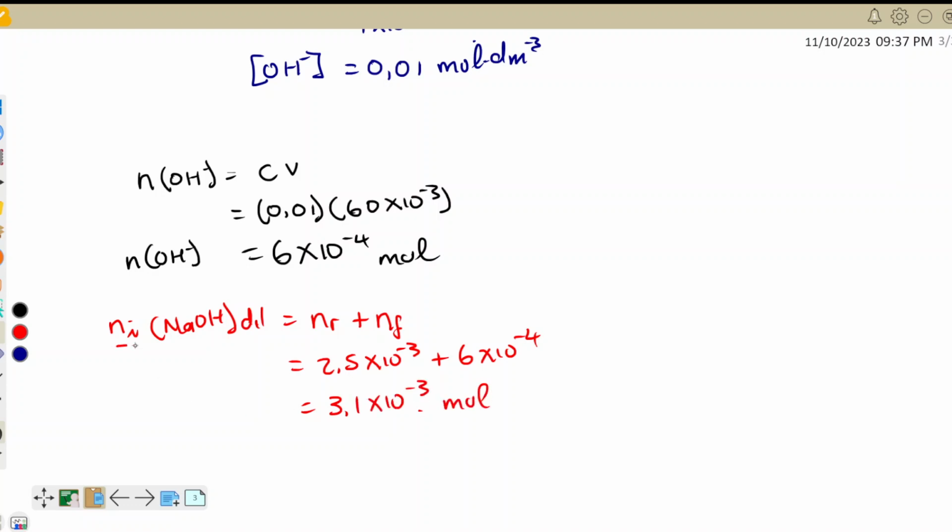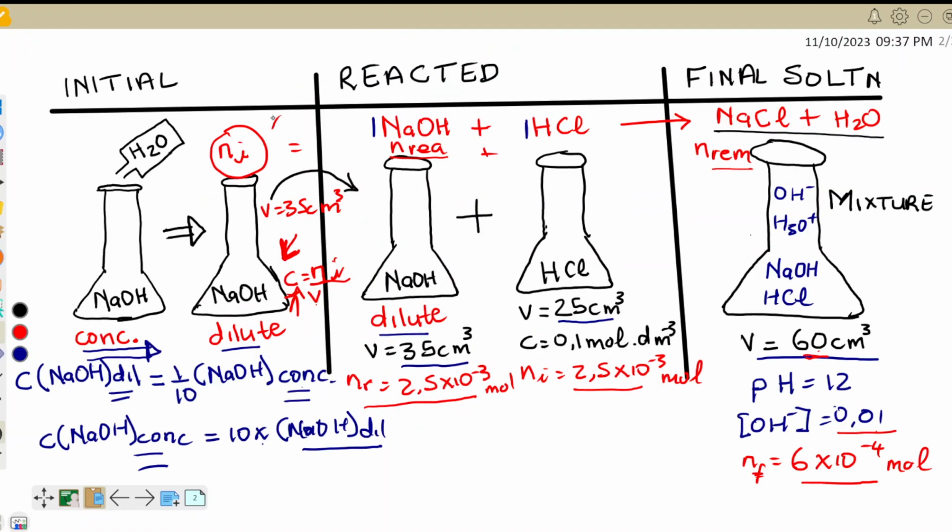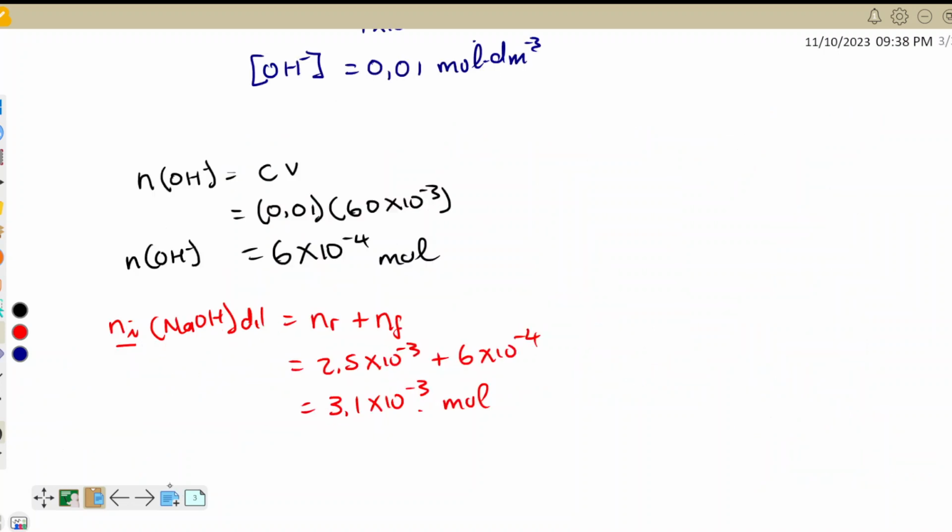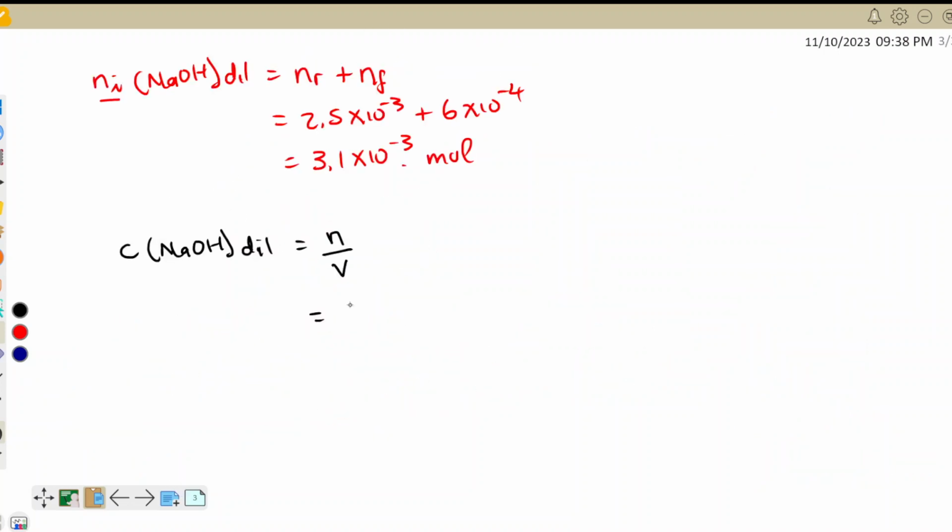Now this is the number of moles initial. So we do have now the number of moles initial for the dilute solution. So let us now find the concentration of this dilute solution. The concentration of the dilute solution will be that 3.1 times 10 to the power negative 3 divided by the volume, remember the volume was 35 cm cubed. So we divide these two.